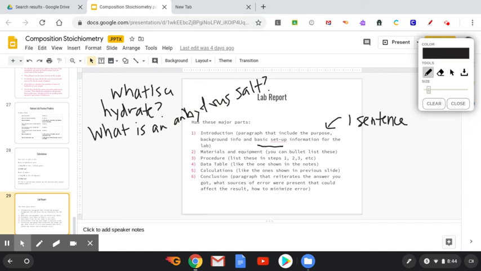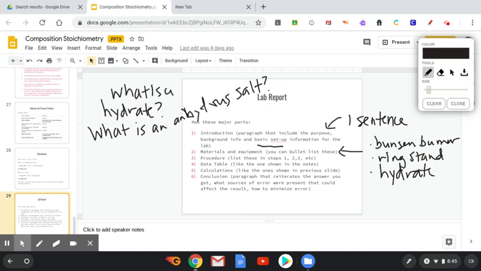Then you're going to go to materials and equipment. You're going to bullet these, so a bulleted list, like Bunsen burner, ring stand, and then you can reference the diagram that I put in the notes, which gives you a lot of the equipment that you need. Don't forget to put that you need a hydrate.